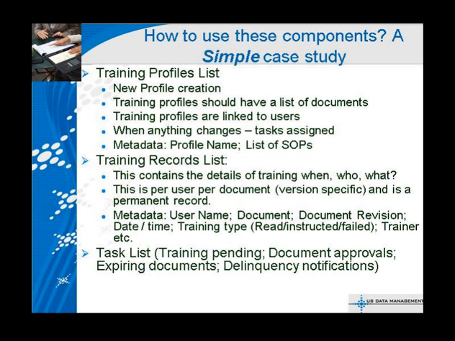Then, of course, you have training records, which contain who got trained, when, where, in what kind of way. Was it read or instructed or failed and so on and so forth. So this is extremely critical to have per user, per document, version specific, and it's a permanent record that nobody can change. Of course, we talked about tasks being triggered on and off throughout the process, and that's managed in a task list.